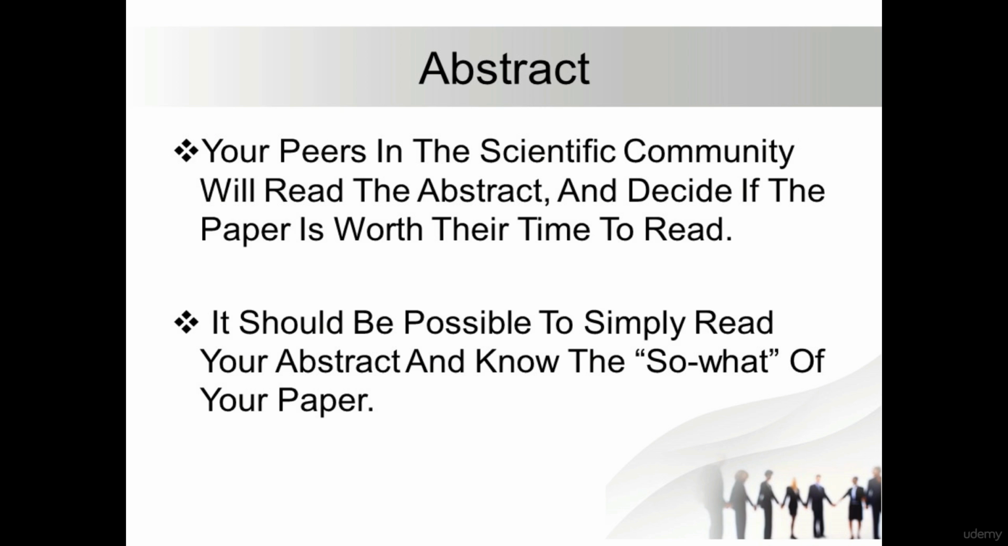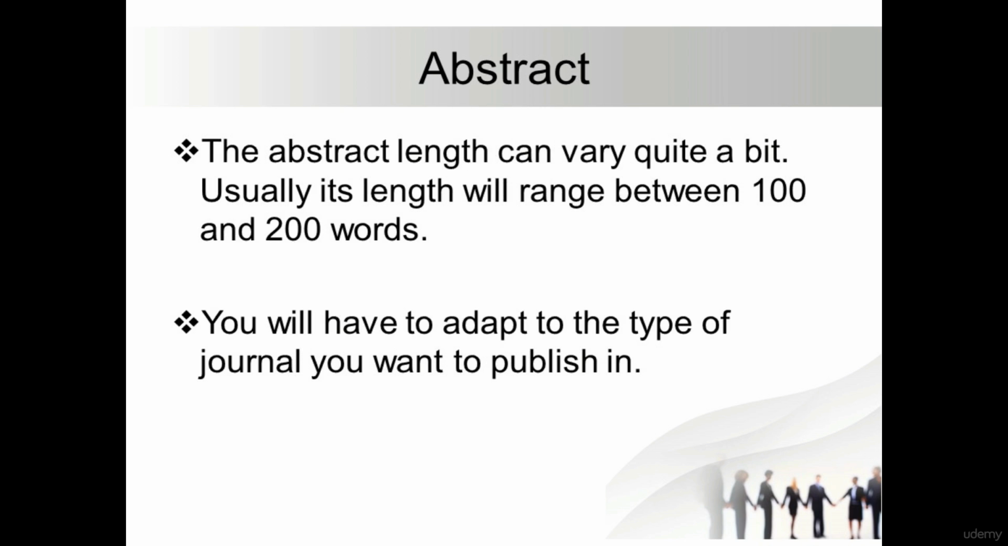Depending on the journal you're sending your article to, the abstract length can vary quite a bit. Usually its length will range between 100 and 200 words. Some may even limit it to a very tiny, focused abstract of 40 words or so. So you'll have to adapt to the type of journal you want to publish in. Here again, we're going to advise you to look carefully at the abstracts published in the journals you're targeting and imitate those styles, as well as understand the constrictions and expectations.